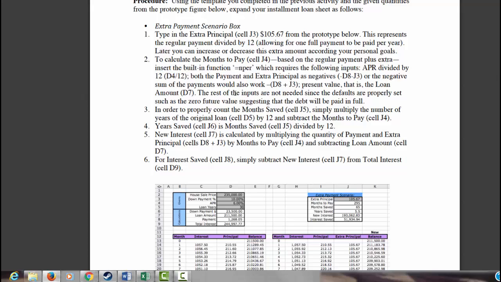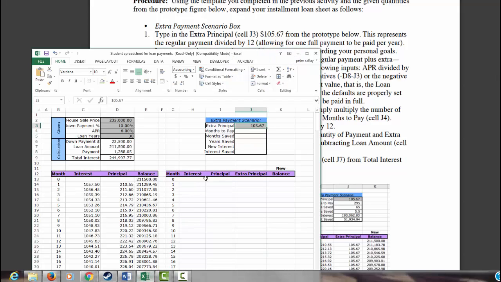Okay, so to calculate months to pay, cell J4, based on regular payments plus extra, we're going to do what's called an NPER formula. So equals NPER. Before I hit the parentheses, it actually tells me what this does. It says it returns the number of periods for an investment based on periodic constant payments at a constant interest rate. In other words, it tells me how many payments it takes to pay something off if I'm adding this extra amount.